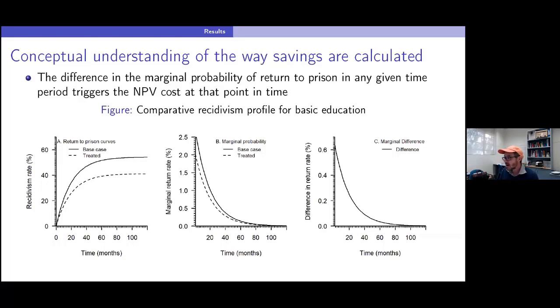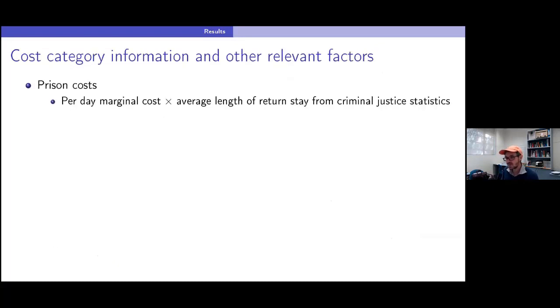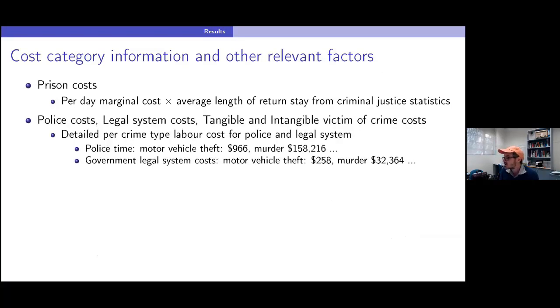Now, it's much more comprehensive than just looking at prison costs. Prison costs are easy. We know average cost of a stay, and we know marginal cost. We've got a bunch of other costs: police costs, legal system costs, and victim of crime costs. Now, as I said, there's $81 billion a year spent on prisons. There's a lot of interest in this stuff. And so you can actually find things that look like marginal costs.